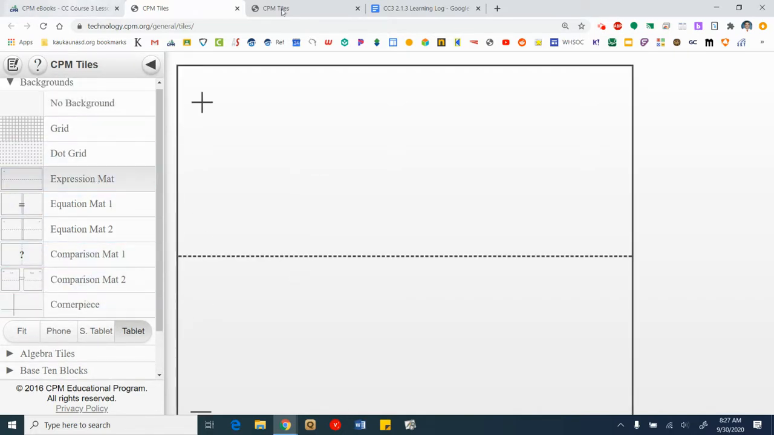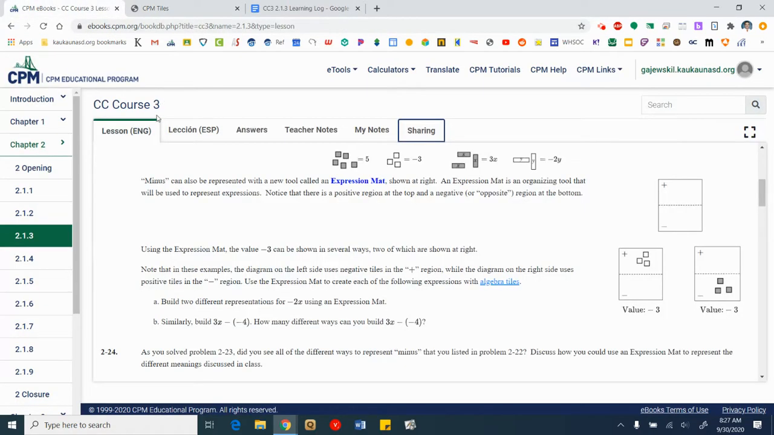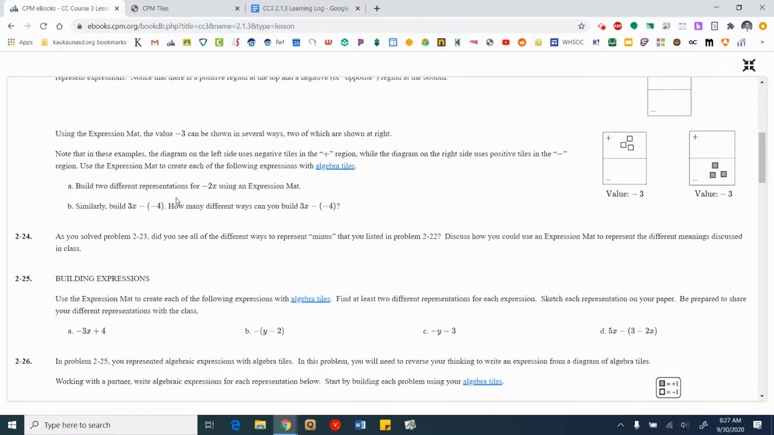Positive, negative, same thing here. I'm going to work out of this one, a little bit easier to see. But that's how you would get to it if there is no link. All right, we're going to go back here, back to full screen. So 2 different ways to represent negative 2x using an expression mat. Go ahead and try both of these. Pause the video, try both of these, and then check back in a little bit.